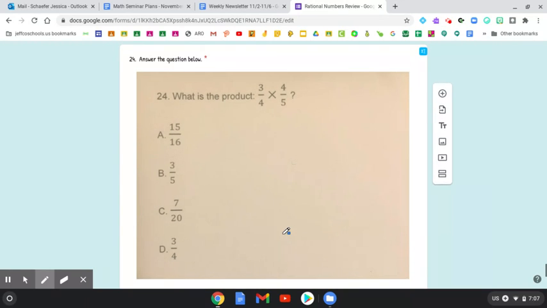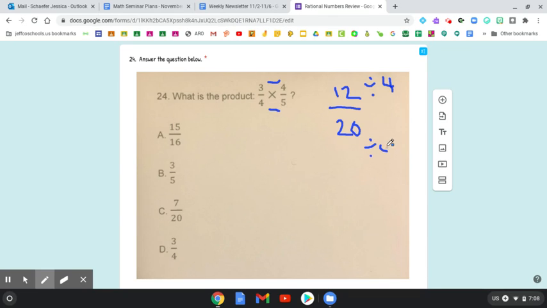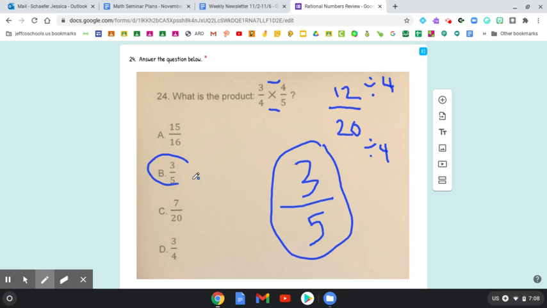Okay, what is the product? Number 24, what's the product? Remember, when I'm multiplying fractions, I can just go straight across. 3 times 4 is 12. And 4 times 5 is 20. That's not a choice that I have here. It's not that I'm wrong. It's that I need to simplify. 4 is a common factor for both of these numbers. 4 will fit into 12 3 times, and 4 will fit into 20 5 times. So 3/5.